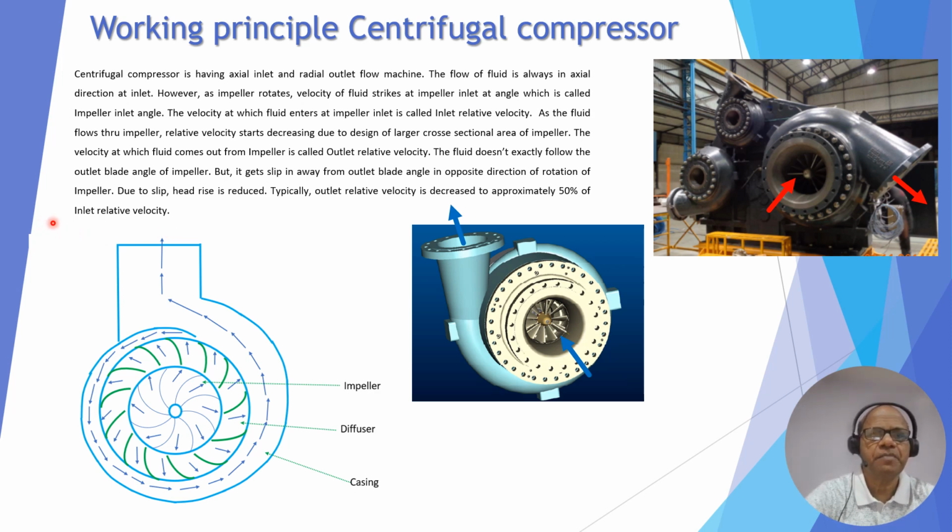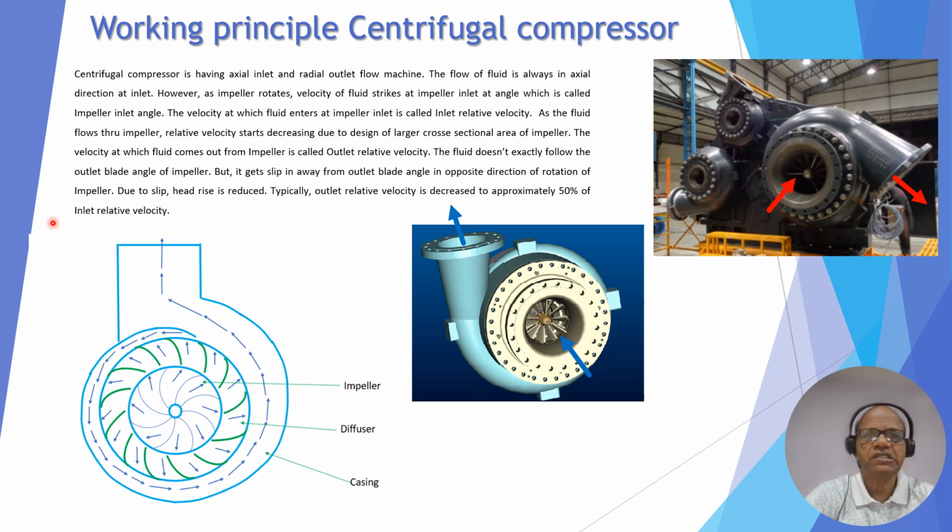So a centrifugal compressor is an axial inlet and radial outlet flow machine. The flow of fluid is always in the axial direction at inlet. However, as the impeller rotates, the velocity of fluid strikes the impeller inlet at an angle, which is called the impeller inlet angle. The velocity at which fluid enters the impeller inlet is called the inlet relative velocity. As the fluid flows through the impeller, relative velocity starts decreasing due to the design of larger cross-section area of the impeller at outlet. The velocity at which the fluid comes out from the impeller is called the outlet relative velocity.